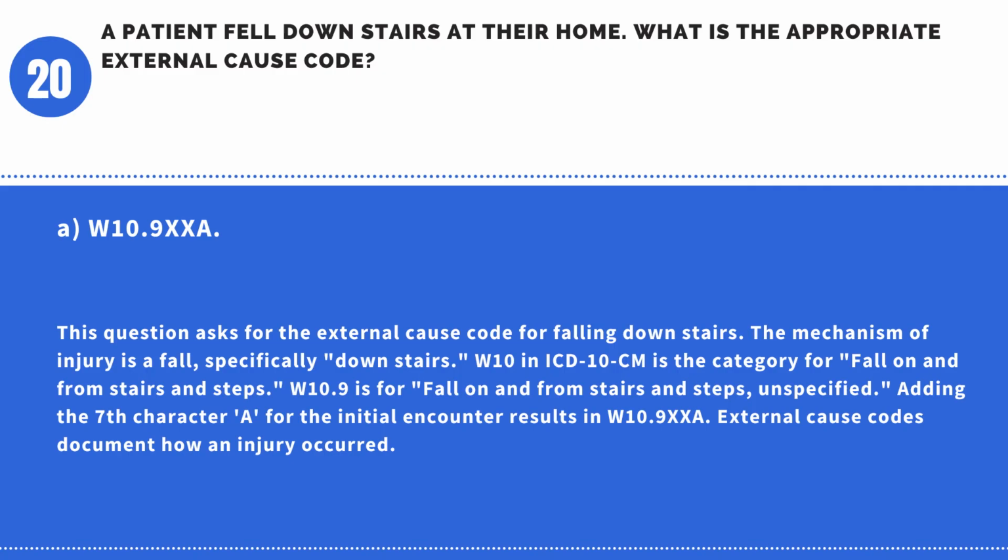W10.9XXA. This question asks for the external cause code for falling downstairs. The mechanism of injury is a fall, specifically downstairs. W10 in ICD-10-CM is the category for fall on and from stairs and steps. W10.9 is for fall on and from stairs and steps, unspecified. Adding the seventh character for the initial encounter results in W10.9XXA. External cause codes document how an injury occurred.